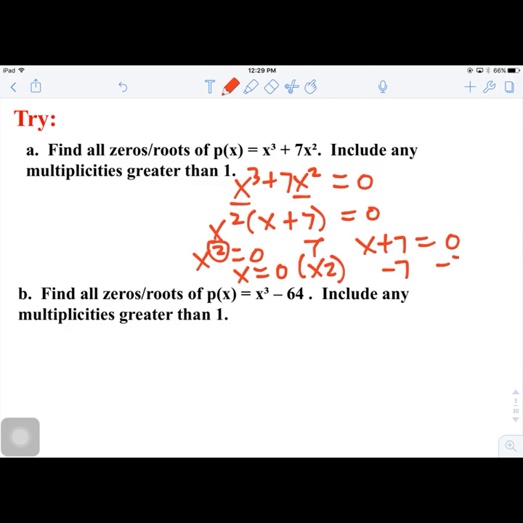Second solution is going to be x equals -7, and there's a multiplicity of 1, so that would be a cross if this is a graph. So the two solutions are 0 and -7 for this polynomial.